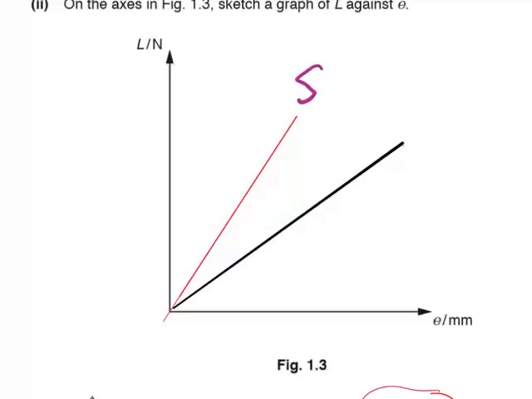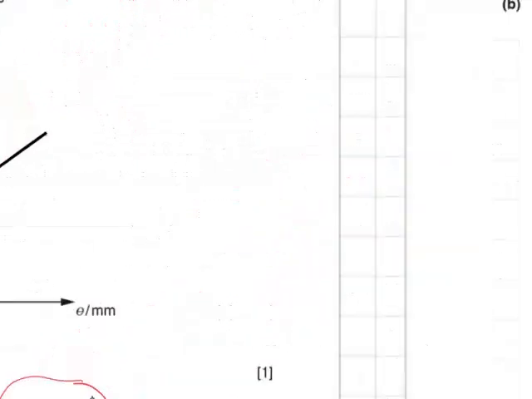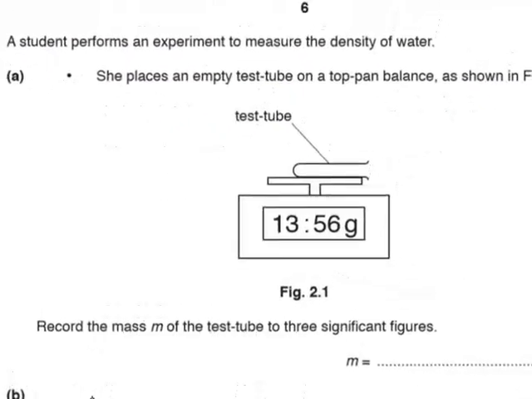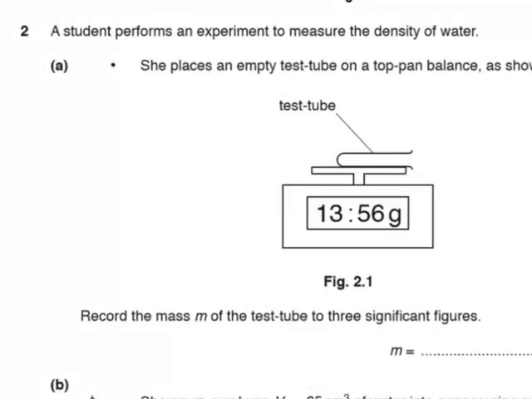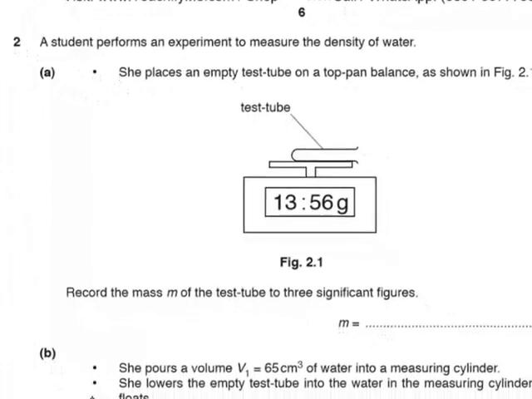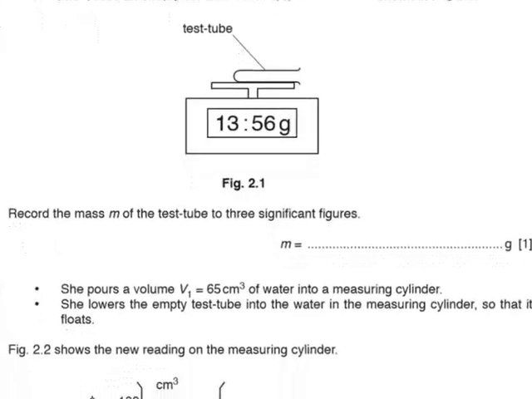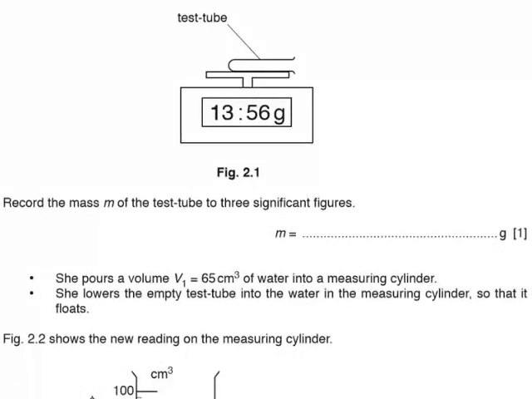So we finish question number 4. We move on to question number 2. Number 2 is kind of simple. Question number 2, perform an experiment to measure the density of water. You have a test tube, put it on a top pan balance. Basically they want you to answer in 3 significant figures. It will be very easy. This one will be 13.6. You should know this one.